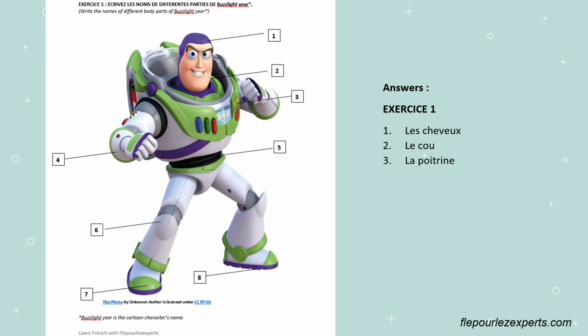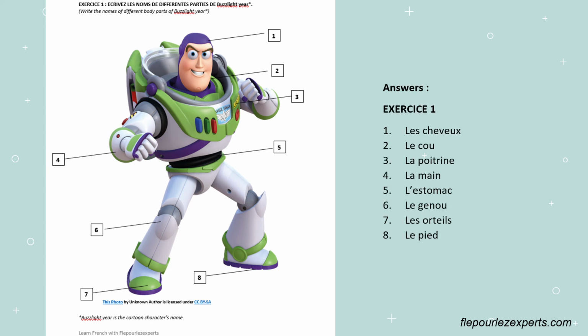Number 3 is chest. You'll say la poitrine. Number 4 is la main, the hand. Number 5, stomach, l'estomac. Number 6, le genou, knee. Number 7 is toes, les orteils. Number 8, le pied, feet.